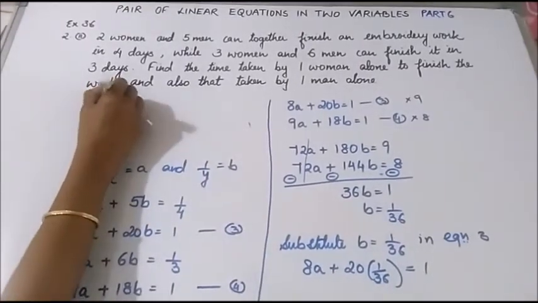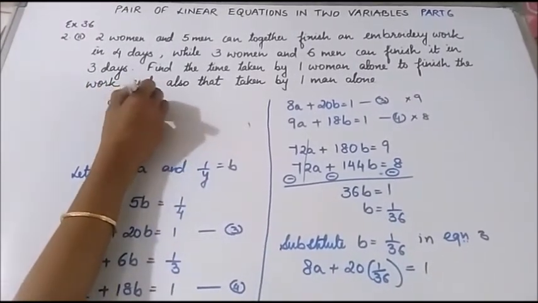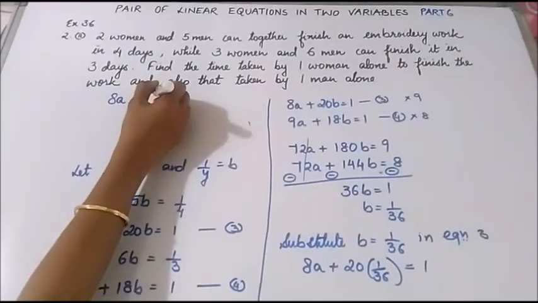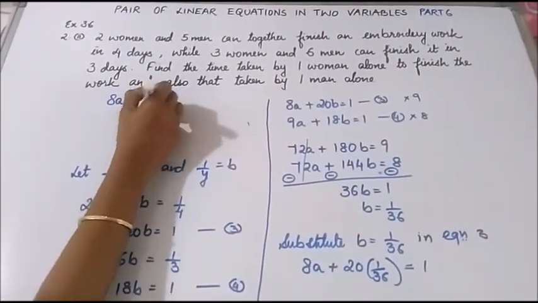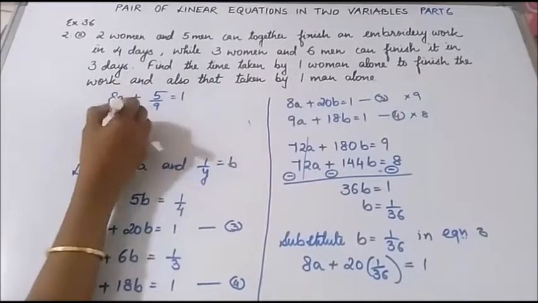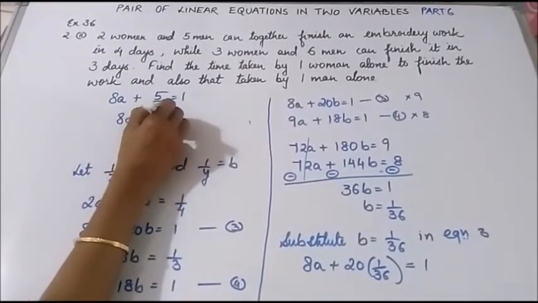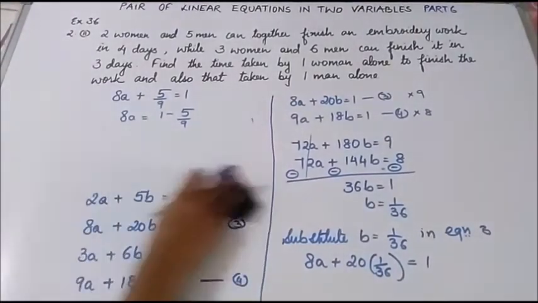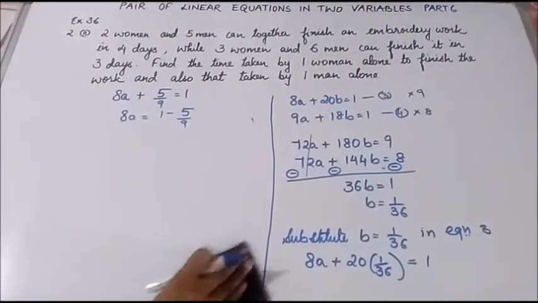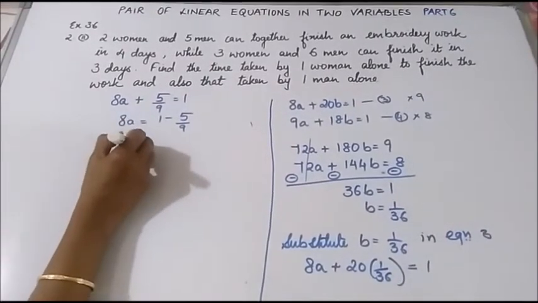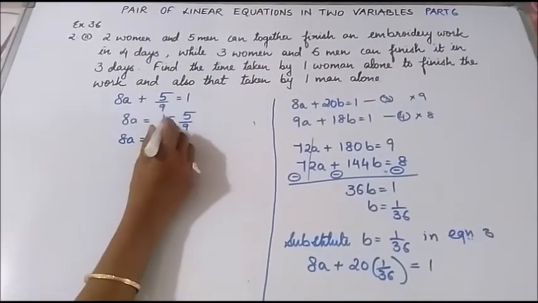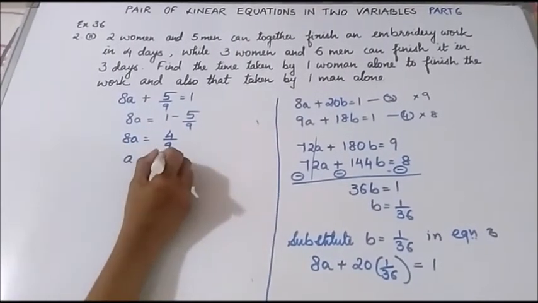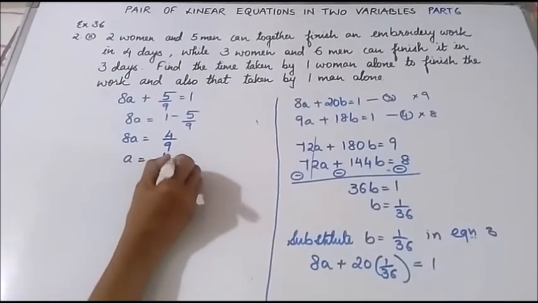Now what do we get? We get 8A plus, 4 5s are, 4 9s are, so we will get 5 by 9, is equal to 1. 8A is equal to 1 minus 5 by 9. That will give us 8A is equal to, 9 is the LCM, 9 minus 5 will be 4 by 9. A is equal to 1 by 18.